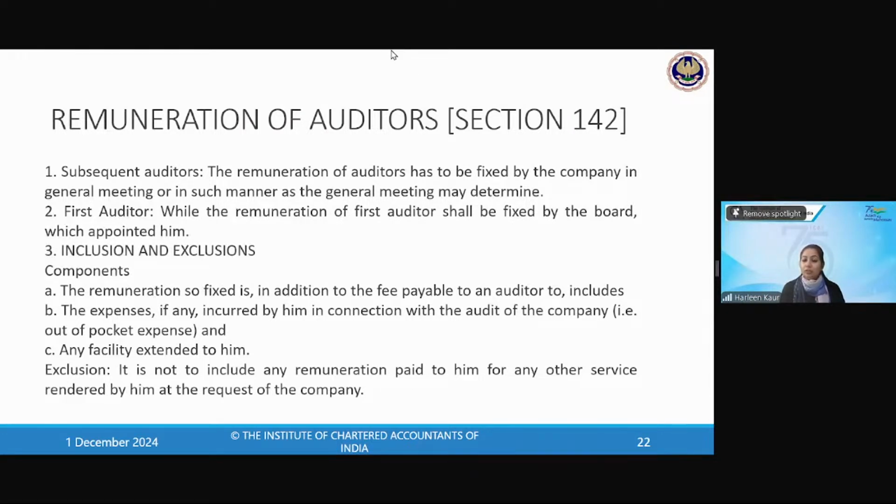Clear? Any doubts still here, children? All right. Now let's move to section number 142. That is remuneration. What is remuneration? The salary that you need to pay to the auditors.